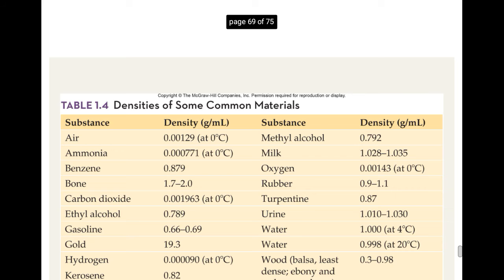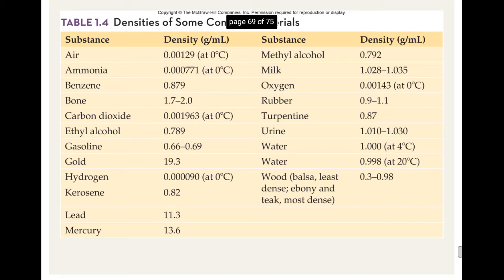If you look at table 1.4, it shows you the densities of some common materials. Something that everybody's probably familiar with is the density of water, which is 1 gram per milliliter at 4 degrees Celsius. You can see that it changes slightly when you warm it up to 20 degrees Celsius. If you look at wood, it's listing a bunch of different types of wood, and you can see that there's a range of densities, but generally speaking, wood is quite a bit less dense than water.